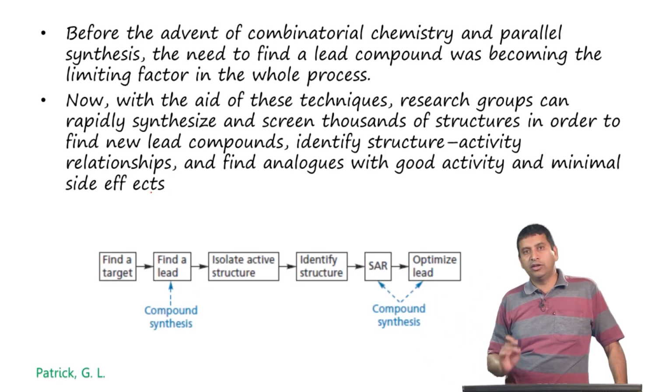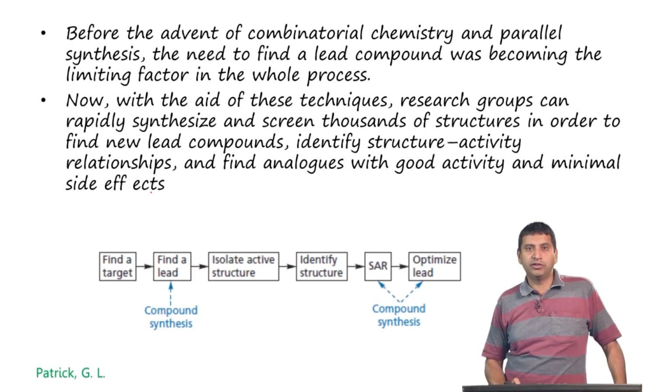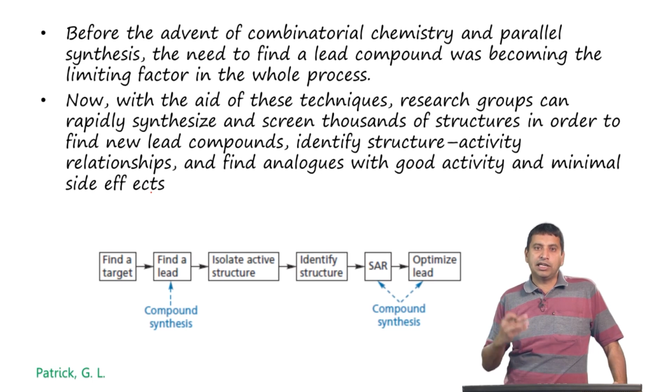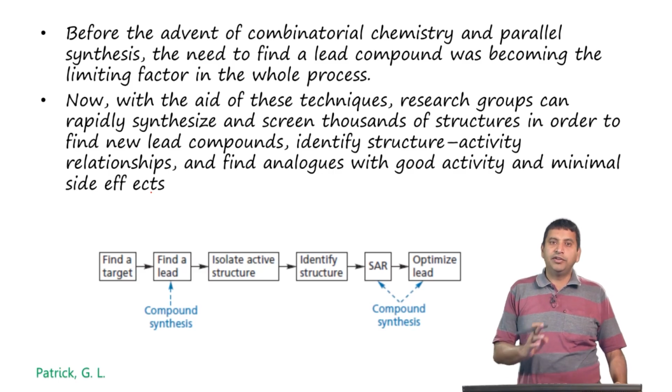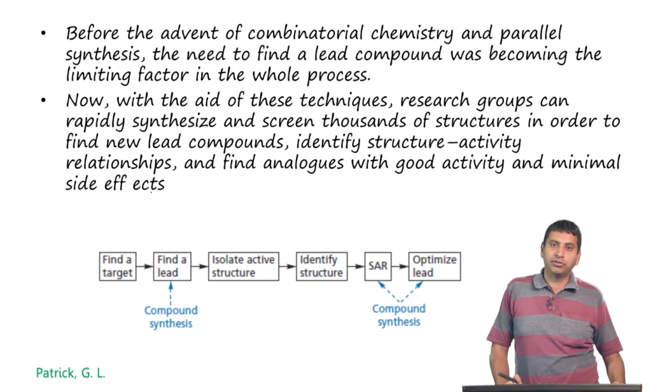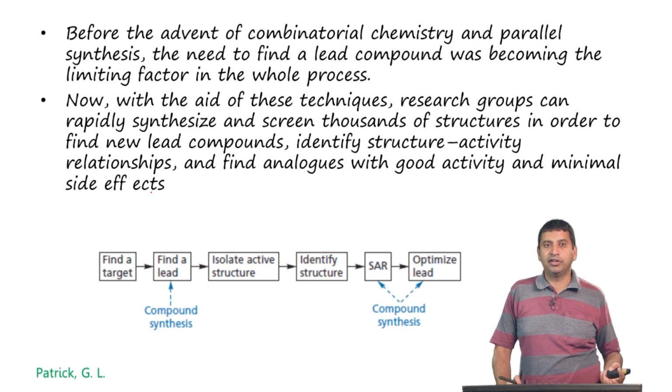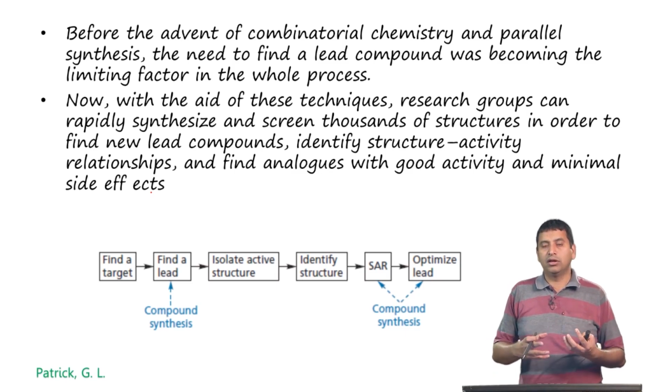So, before the advent of combinatorial chemistry and parallel synthesis, the need to find a lead was becoming the limiting factor in the whole process. Now, with the aid of these techniques, which we shall look at in this lecture, research groups can rapidly synthesize and screen thousands of structures in order to find new lead compounds. Also, identification of structure activity relationship becomes quite easy, and finding analogues with good activity and minimal side effects have become more facile.